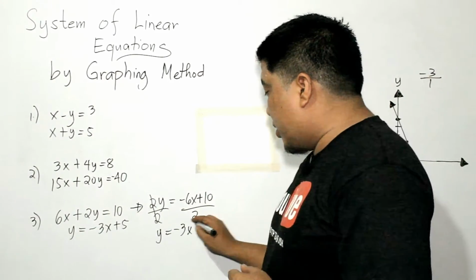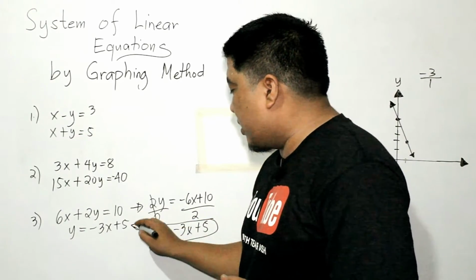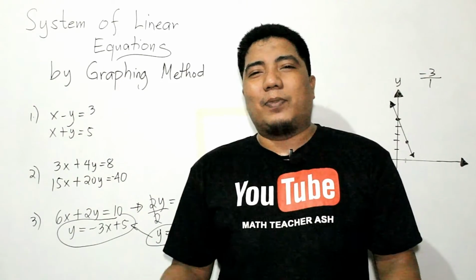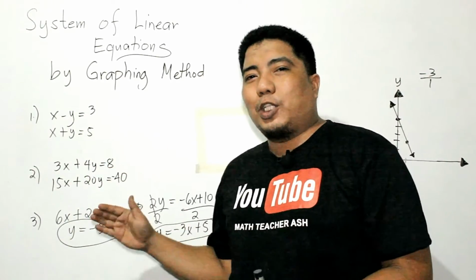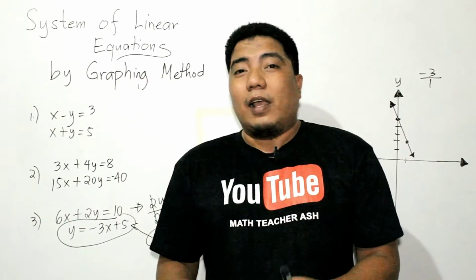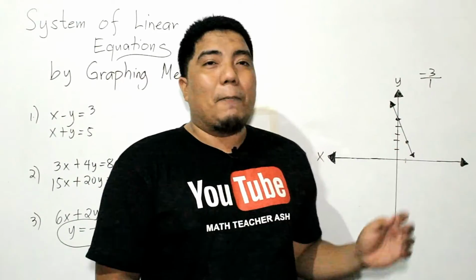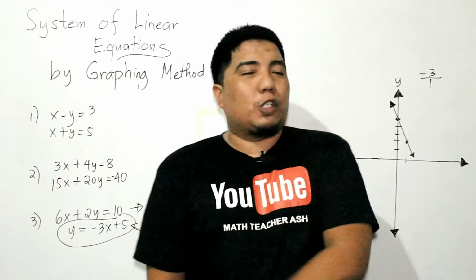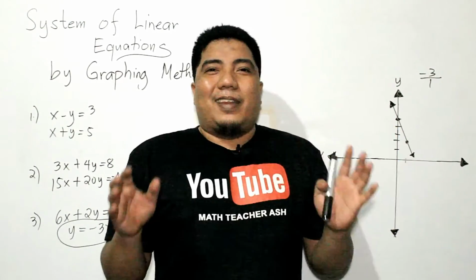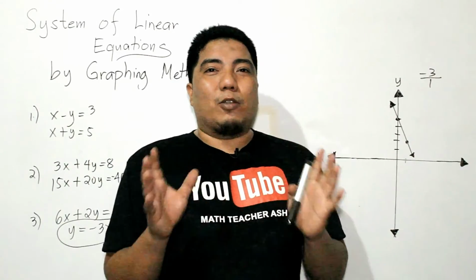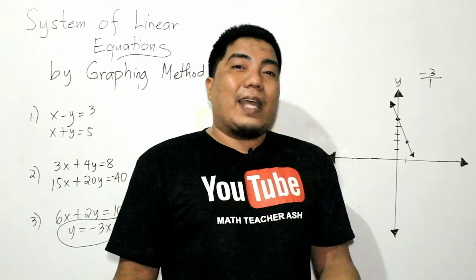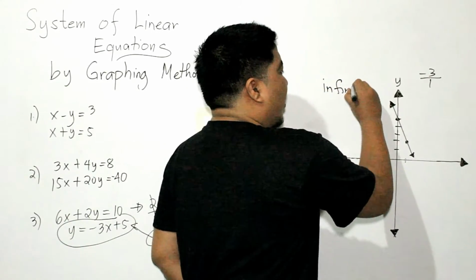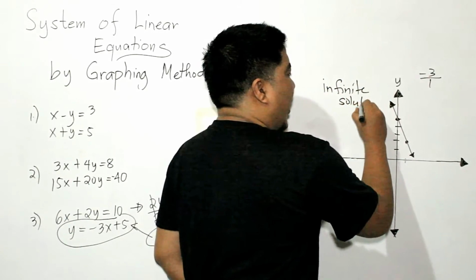Oops! As you can see, this equation and this equation are the same. Now, what does this mean? This means that our two equations are equivalent. Therefore, the graph will become identical. So, meaning, the graph of this first equation will also be like this. Now, what can we say about the solution? Since we have an identical graph, therefore, we have infinite solutions.